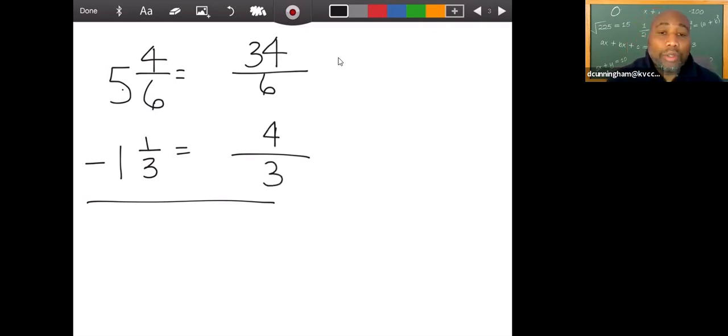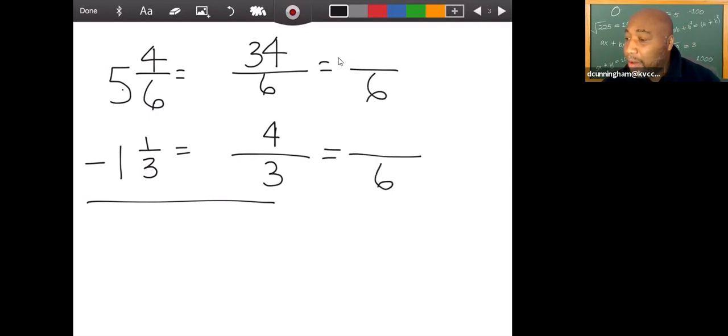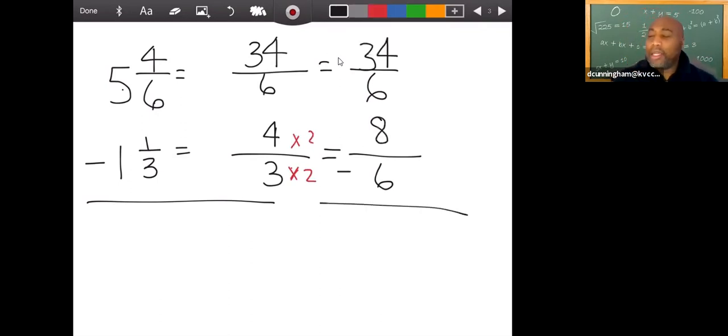So now what we're going to do is get a common denominator for 6 and 3. And in this case, I'm going to use 6. Now this remained the same because it's 34 over 6, but the bottom one, how do I get that? Just multiply by 2. And so this would be 8. Now remember, our operation is subtracting. So we want to subtract 8 from 34. In this case, the denominator is still 6. And we end up with 26 over 6.